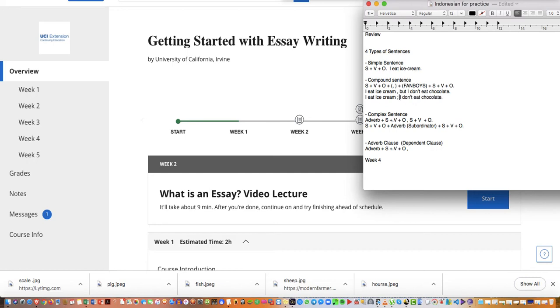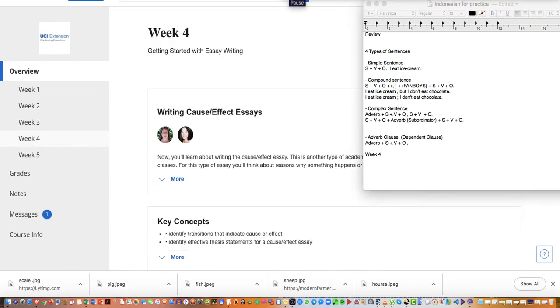So what I suppose to put here is: I eat ice cream; I don't eat chocolate. So semicolon is the second way of writing the connection from one sentence to another sentence. I hope you understand the differences between semicolon and comma.